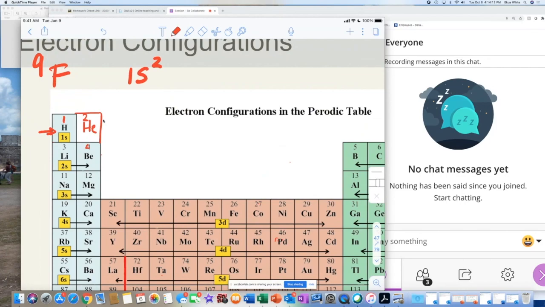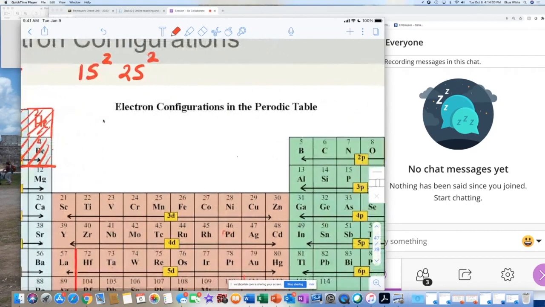Okay, so this section is now already full. Where do I go next? 2s. This is next, right? And how many do I place there? Just 2. Make sure each level is maxed out before you move on, right? So this is now full. Now where do I go?